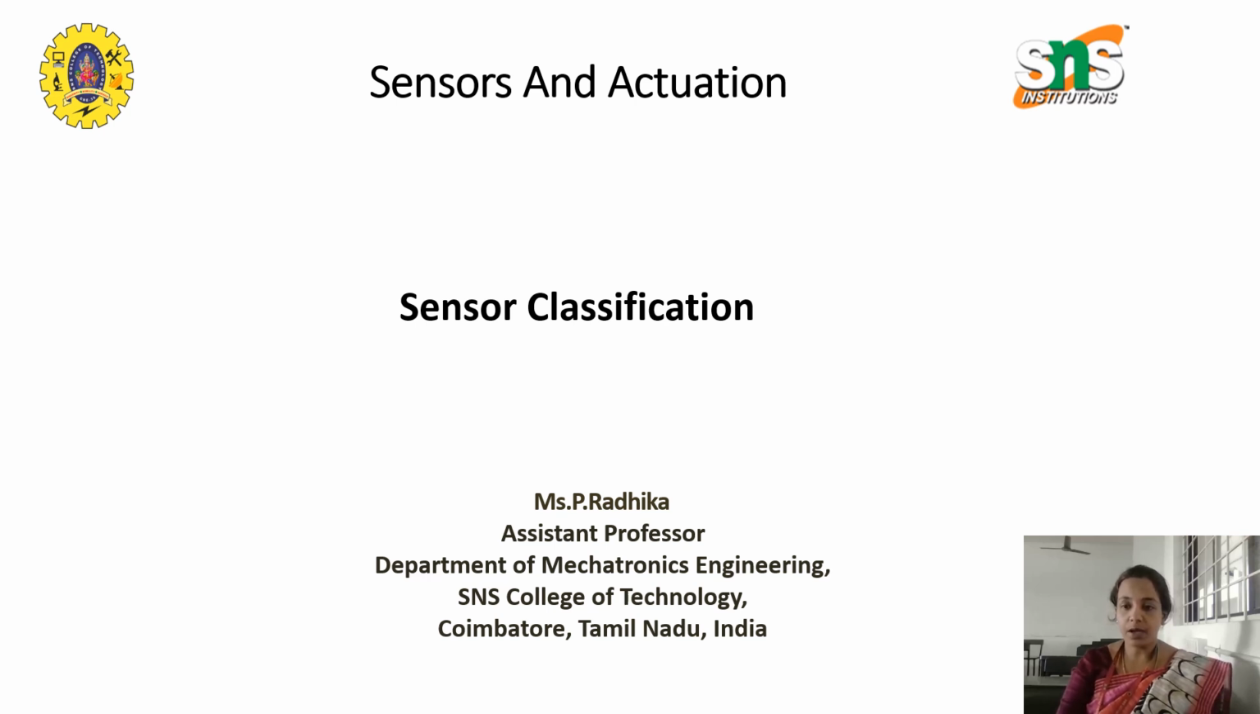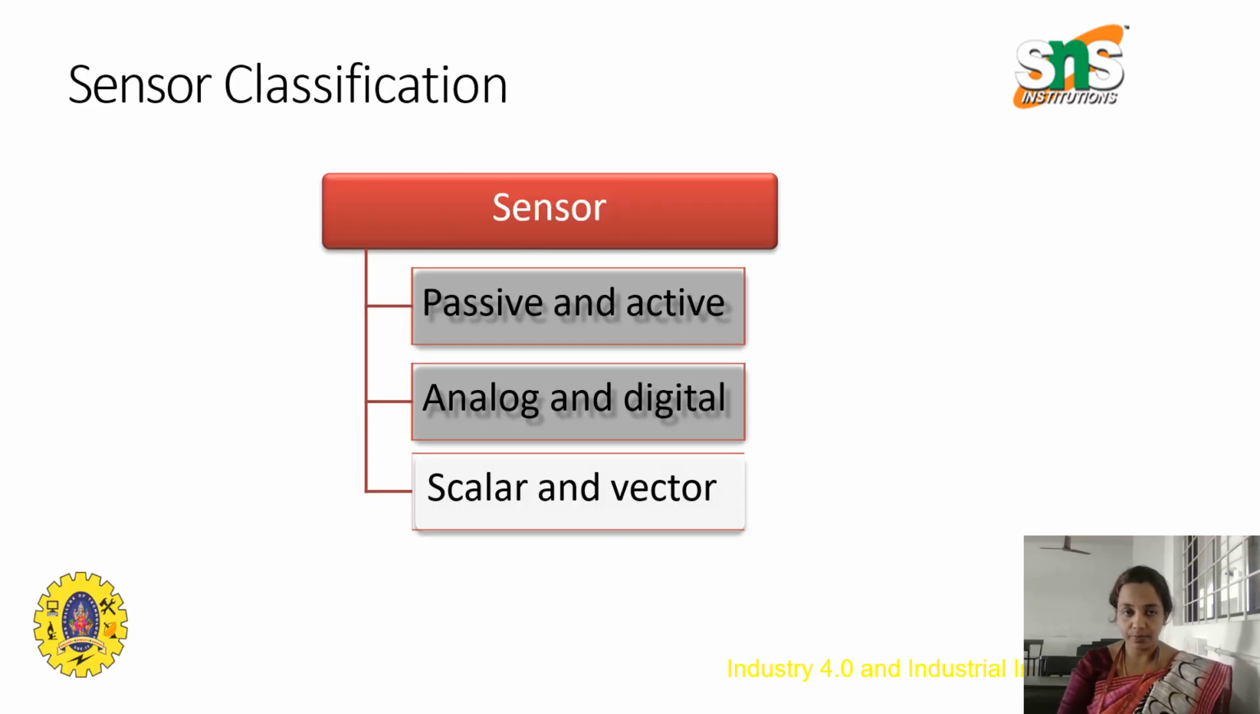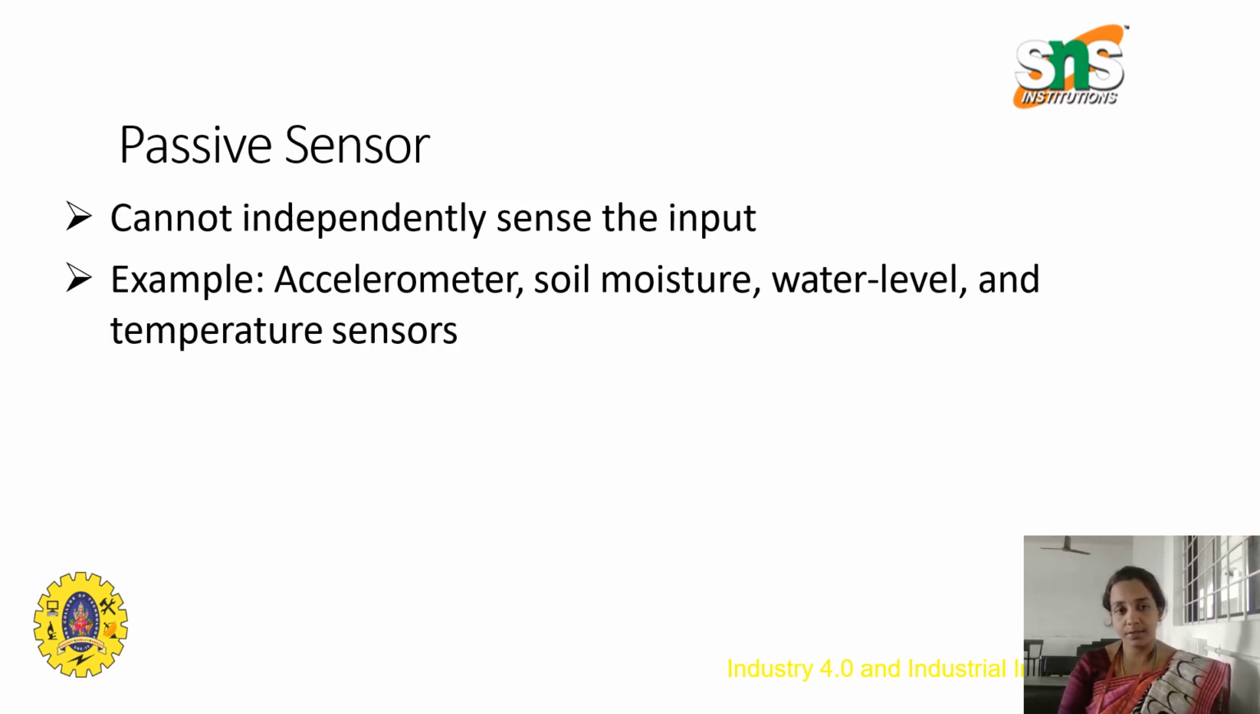Hello all, in this video we are going to learn about sensor classification. As I told in the previous video series, sensors are classified into three types. First one is passive and active sensor, analog and digital sensor, scalar and vector sensor.